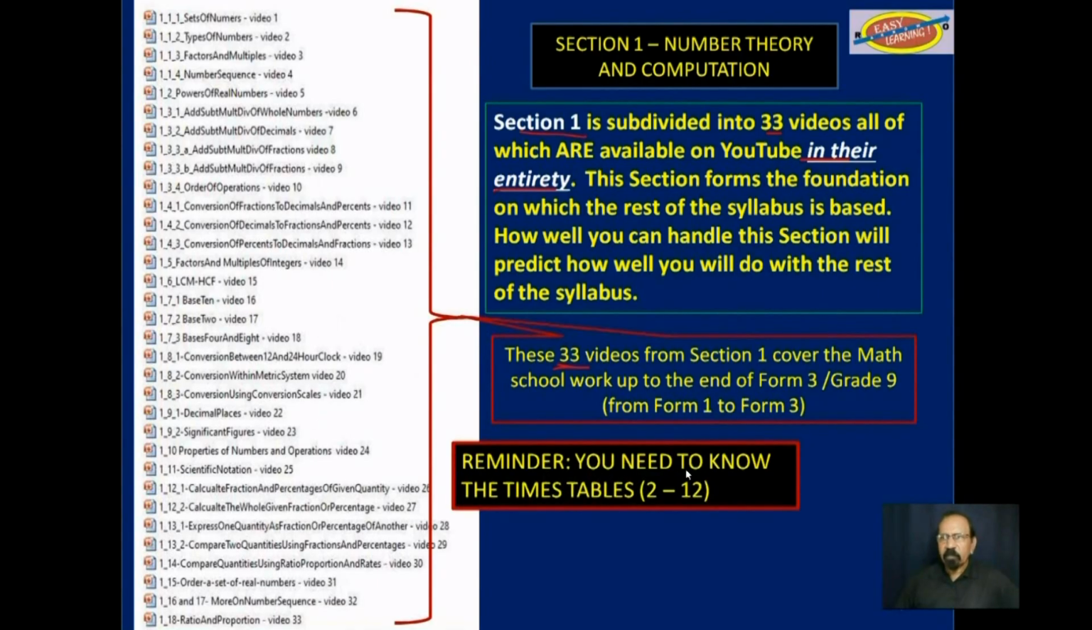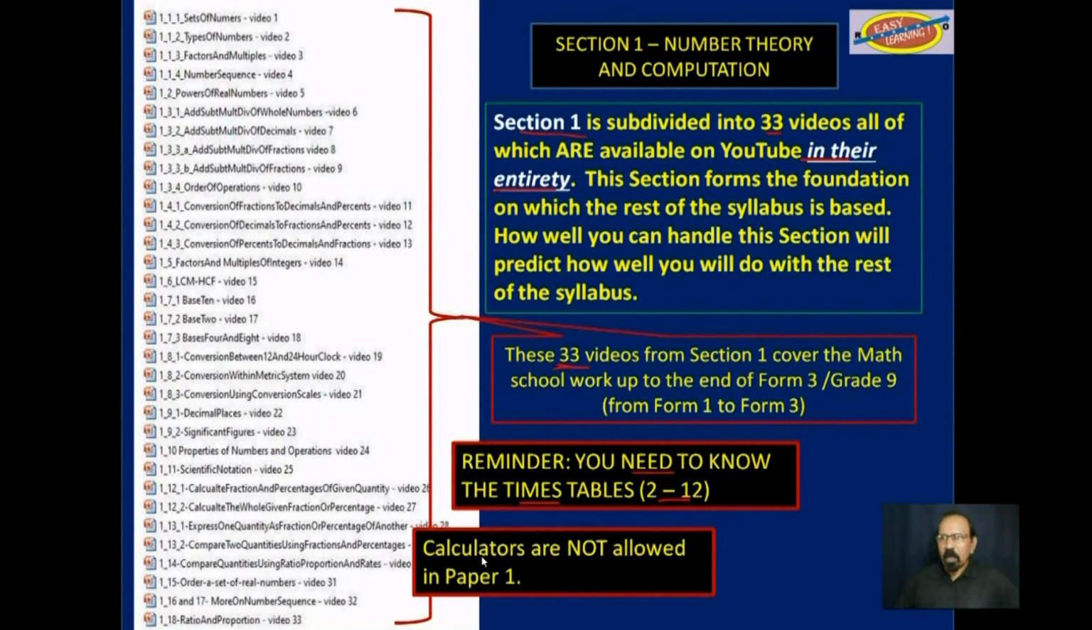Another reminder that you need to know the times tables from 2 to 12. If you don't know it, you would have to learn it. And you need to do that because calculators are not allowed in paper 1.